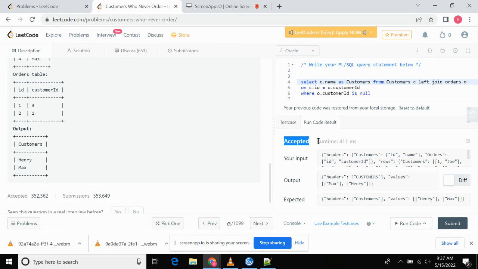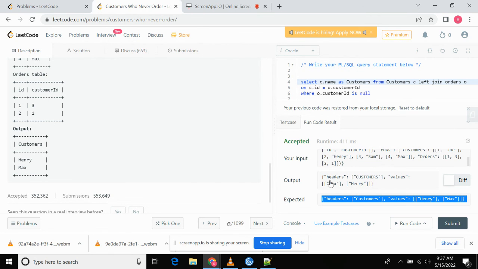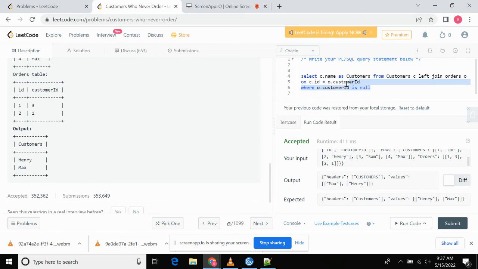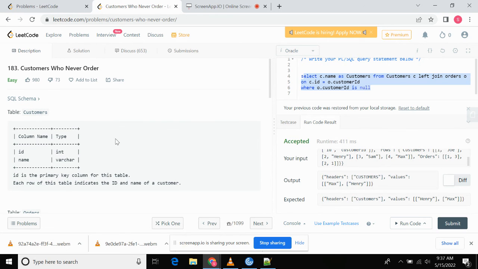So yes, my answer is as expected. Your input is this one, it was expecting this, and you got the output as this. So you have to write this particular logic in order to solve this particular question.